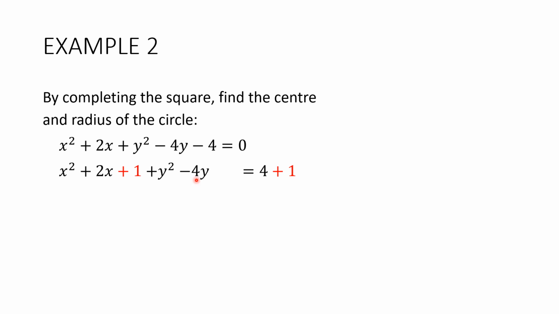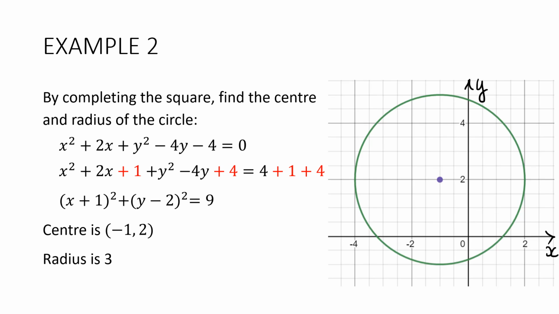Locate the term in y. The coefficient is negative 4. Halve it, square it, is 4. Whatever I do to one side, I do to the other. Now let's complete the square. This is x plus 1 all squared plus y minus 2 all squared equals 9. The center is, what makes 0? -1, 2. The radius is 3. If we're asked to sketch it, here's our center, -1, 2, and the radius is 3.